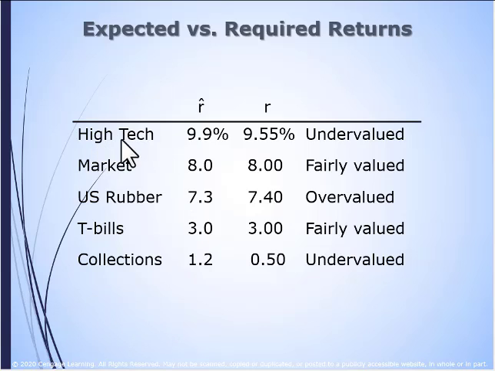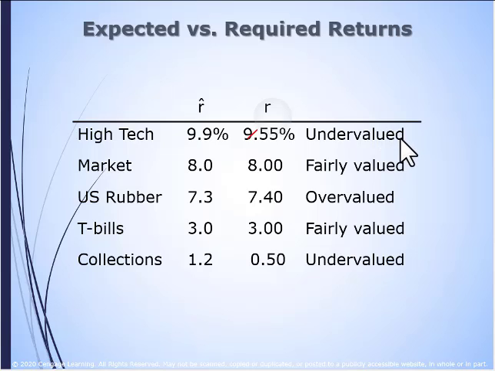So now let's see how we use this information. The high-tech company earned 9.9%. We only wanted 9.5%. Would you rather get 9.9 or 9.5? Hopefully you answered 9.9. Well, if you'd rather buy this, it must mean that the price is too low.